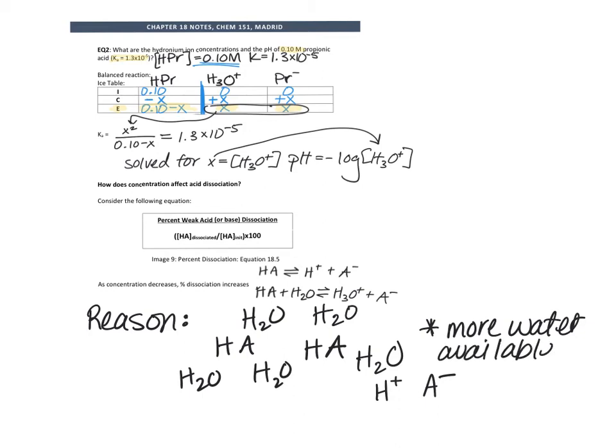So let's look at how we can calculate percent dissociation ourselves. Example question 3 asks us to calculate the percent dissociation of 0.40 molar hypochlorous acid. It's early in the morning and sometimes chemical formulas can throw me off, and I'm sure the rest of us as well. And we're given the Ka. The Ka is equal to 2.9 times 10 to the negative 8.